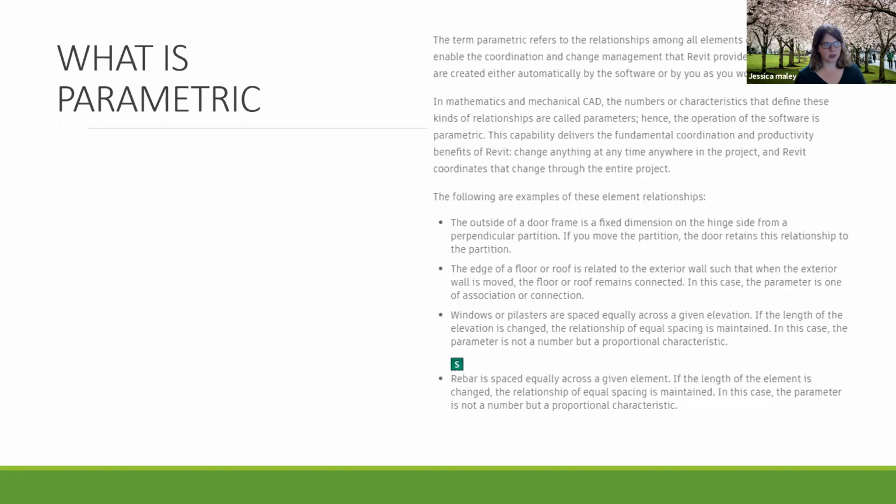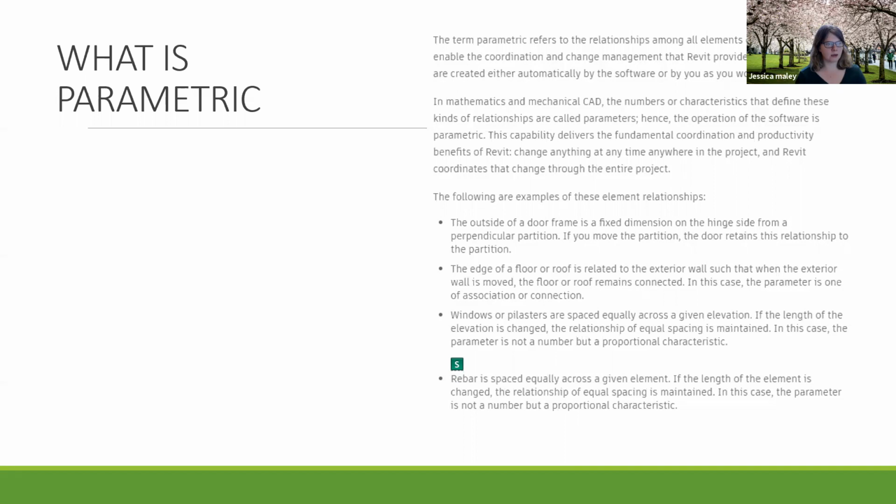One example would be the outside of a door frame is a fixed dimension on the hinge side. So if you move the partition, the door retains the relationship to the partition, or the edge of a floor or roof is related to the exterior wall, such that when the exterior wall is moved, the floor or roof remains connected. That is an example of a parameter of association or connection.